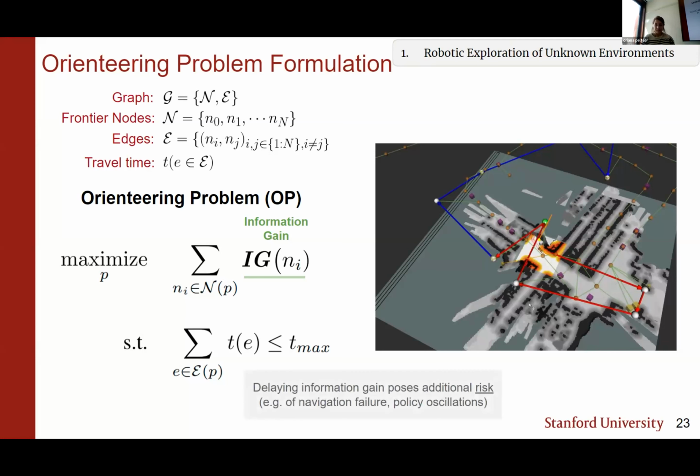And this is actually not a behavior that we want to have for multiple reasons. We're in environments with large navigation risks. We don't want the policy to oscillate as our environment representation changes. But more importantly, the orienteering problem is just not well suited to robotic exploration because we falsely assume that the graph stays static over time.